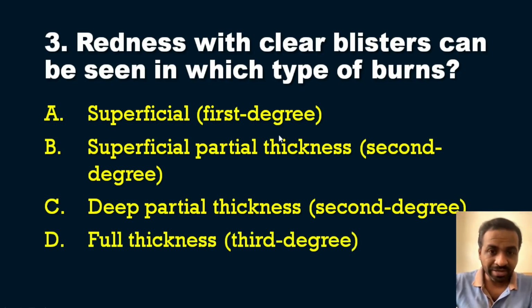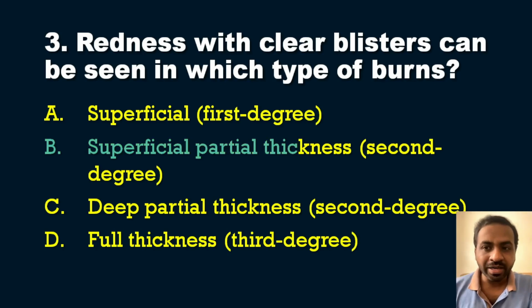Superficial partial thickness and deep partial thickness come under the second degree burns. So that's why I have mentioned it as additional information. In the exam, you may not get this bracket portion. So what is the answer for the question we have asked? Clear blisters can be seen in which type of burns? So what is the answer? The answer is option B, that is superficial partial thickness burns, second degree.